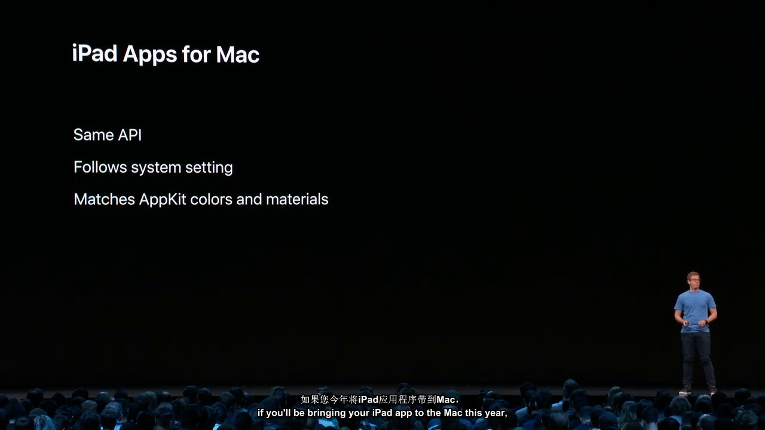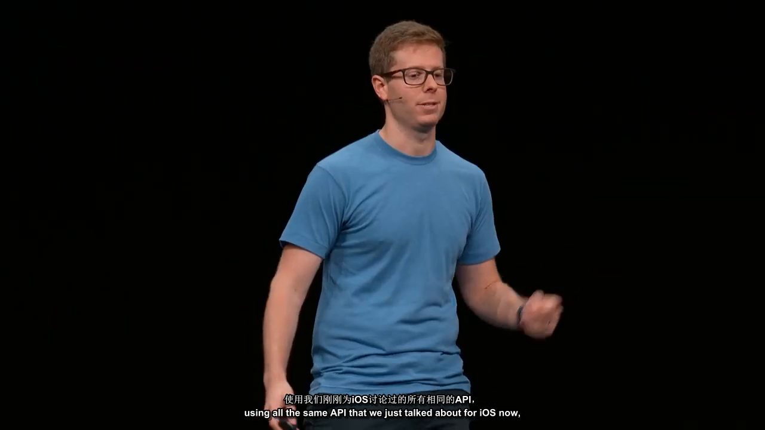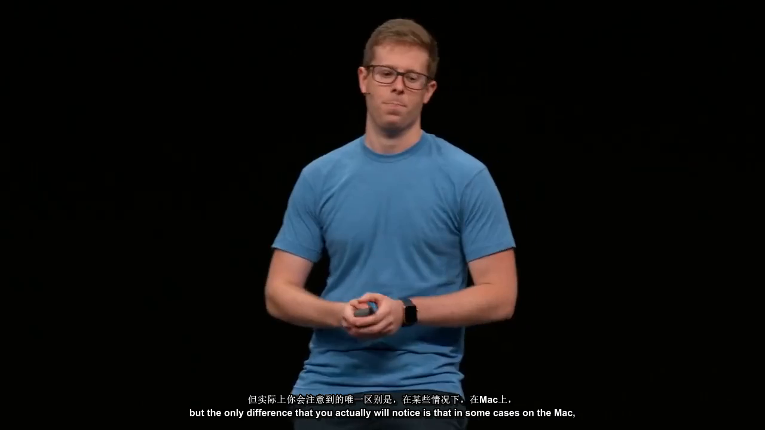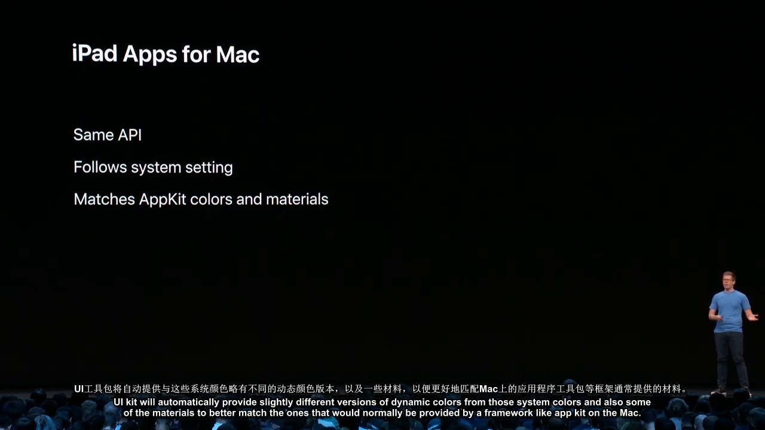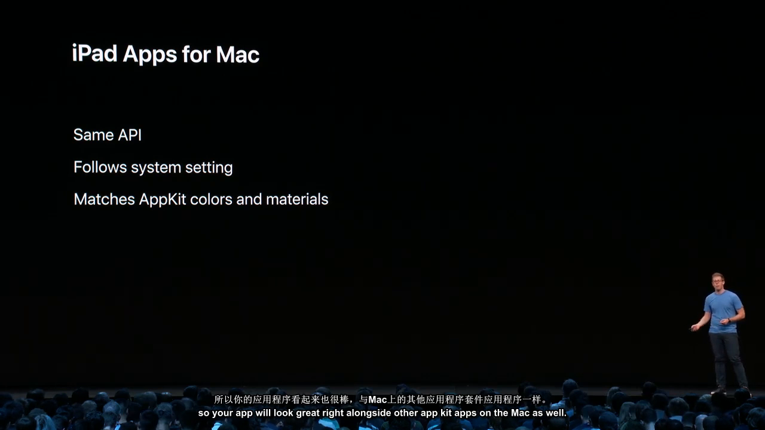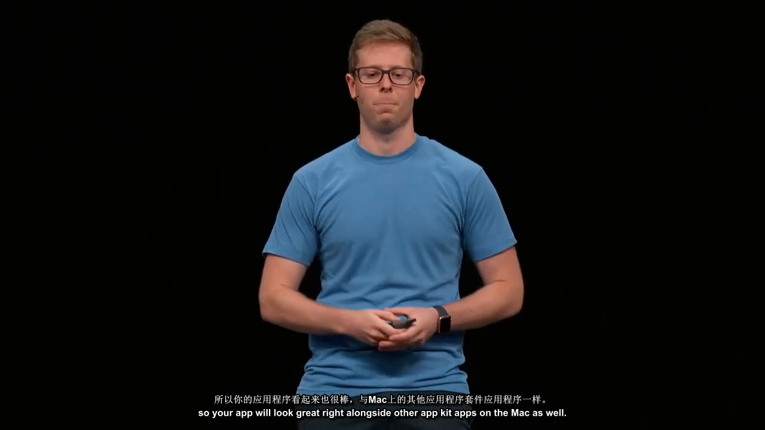Now, if you'll be bringing your iPad app to the Mac this year, you can support dark mode on the Mac in the exact same way, using all the same API that we just talked about for iOS. Your Mac app will follow the dark mode setting that the user selects in System Preferences. Very simple, just like on iOS. But the only difference that you actually will notice is that in some cases, on the Mac, UIKit will automatically provide slightly different versions of dynamic colors for those system colors, and also some of the materials to better match the ones that would normally be provided by a framework like AppKit on the Mac. So your app will look great right alongside other AppKit apps on the Mac as well.